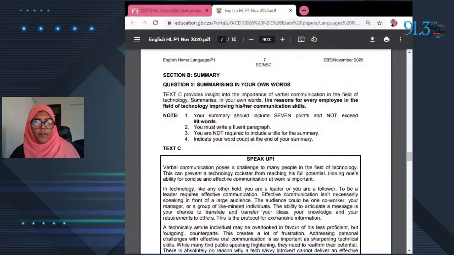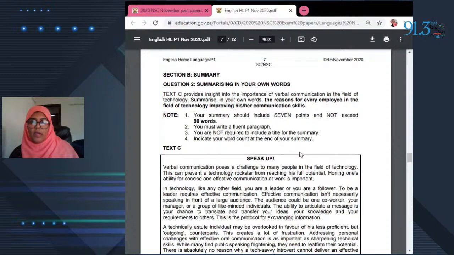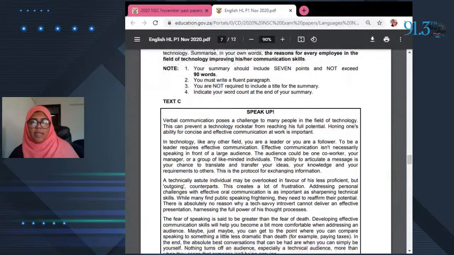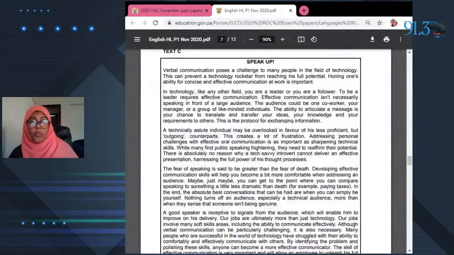And then, as I previously also mentioned in the Afrikaans, it works very similarly. When they ask for the 7 points, right? So your 7 points, it can either be in a fluent paragraph, which means the sentences come after each other, it flows. And then you don't need a title, but you have to indicate the word count at the end of your summary. So the importance of this specific point is that if you go over the amount of words that you are supposed to have, then the marker will also count your word count, but they will stop reading once it reaches that point. So when it reaches 90 words and you have more, they will stop reading at 90 words. So that is why it's important to try and summarize your thoughts, especially.